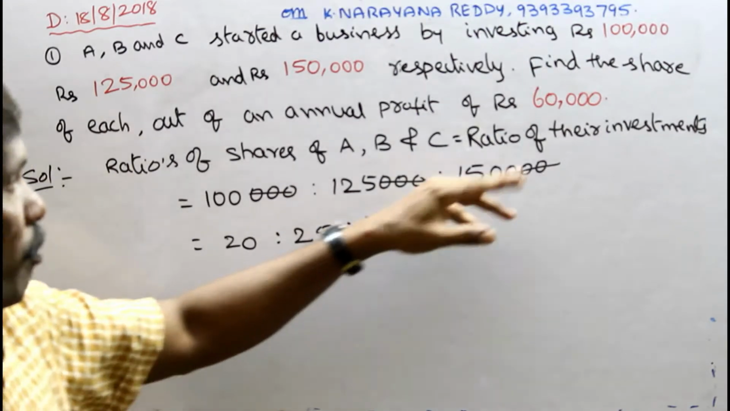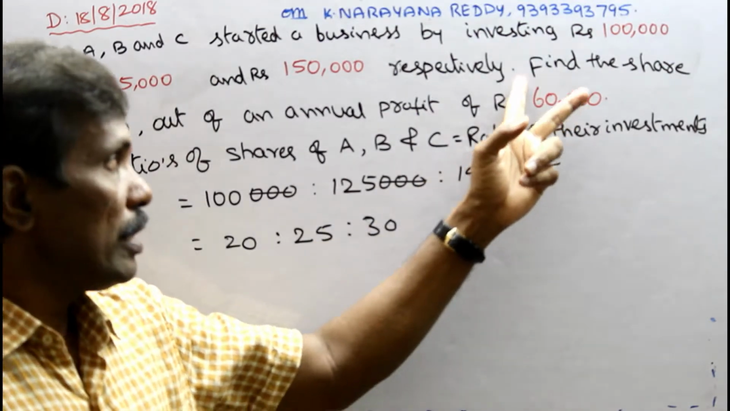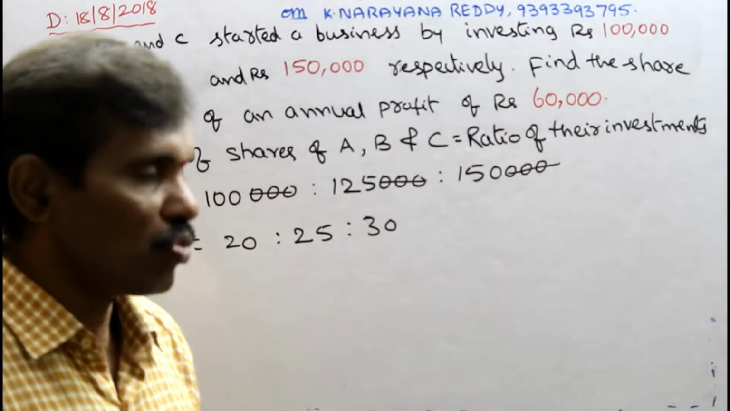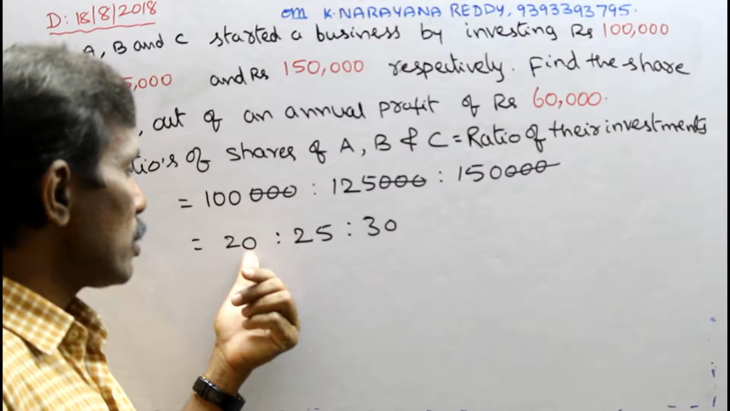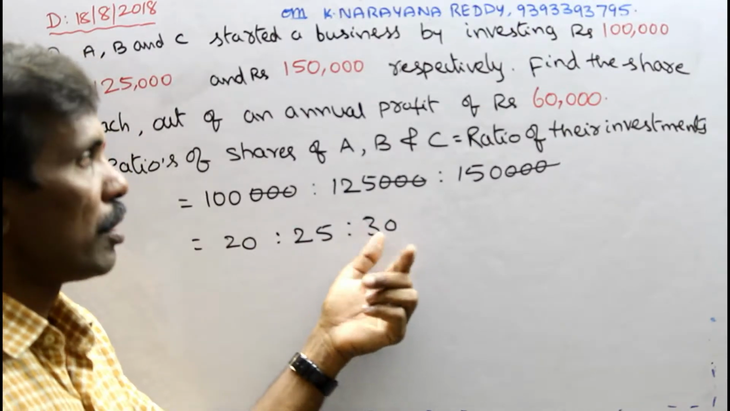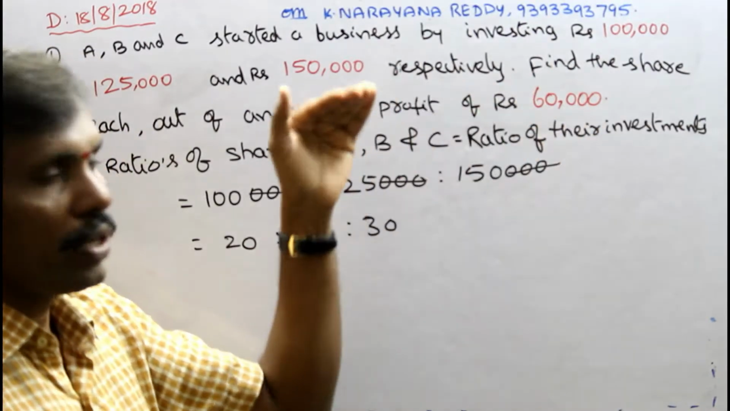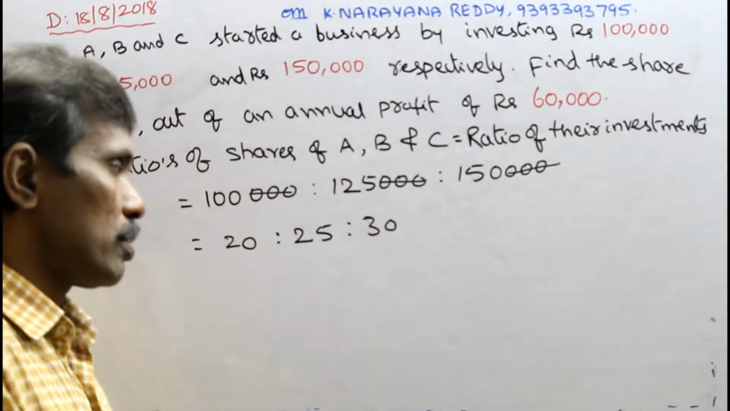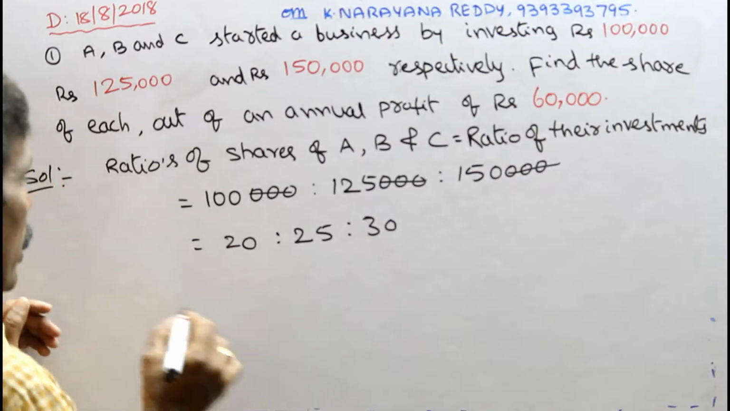Now the total profit is 60,000. This 60,000 will be divided among these three partners. That is the question. So with 20, 25 and 30, how can this 60,000 be divided among the three partners? First of all, we can see A's share.